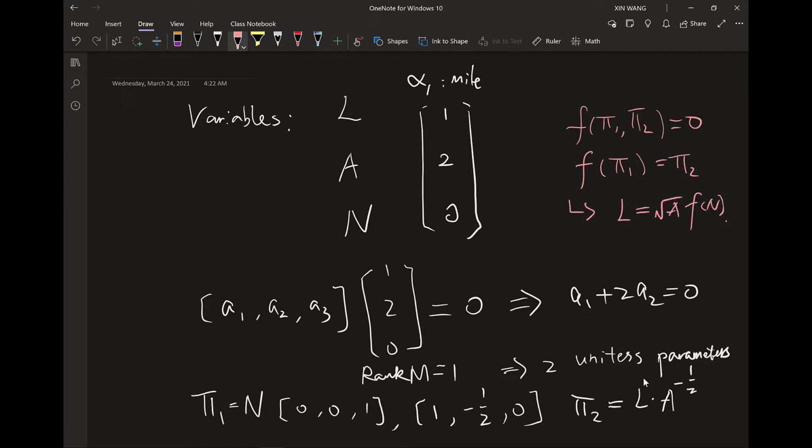So if we want to estimate the average TSP distance from the market area and the number of customers, it has to be in a form which is proportional to the square root of A, multiplied by a function of n. This is our pi theorem.